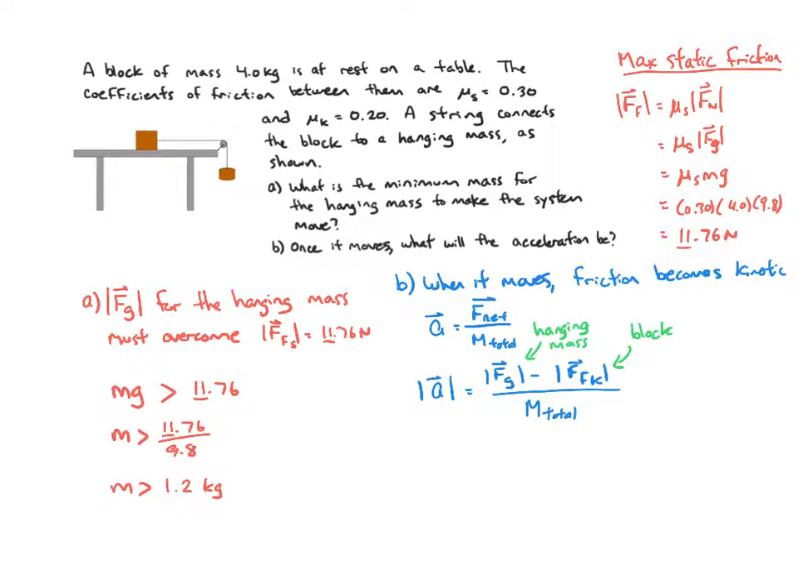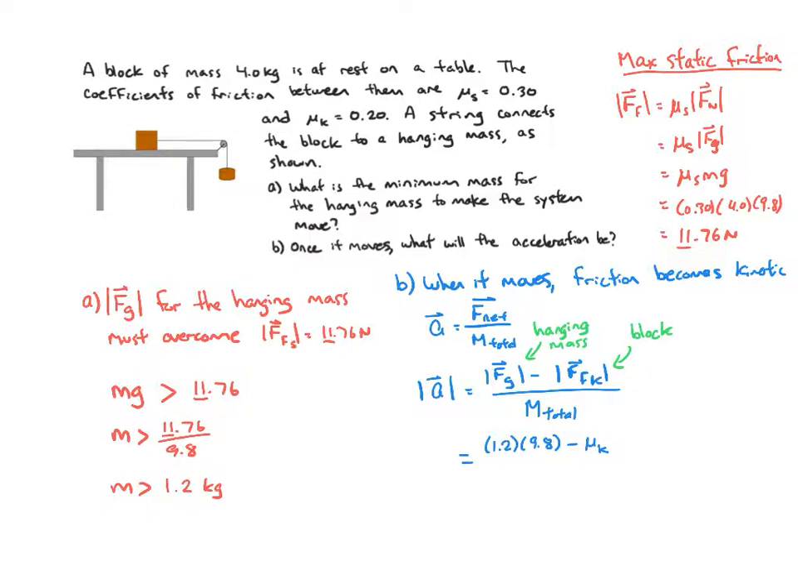Okay, so in this formula here, I had to be careful to specify what gravity am I talking about? What friction am I talking about? Okay, so I'll just keep going here. The gravity of the hanging mass is going to be mg, 1.2 times 9.8. And then the friction of the block, now it's kinetic friction. So it's going to be the kinetic coefficient times the normal force.